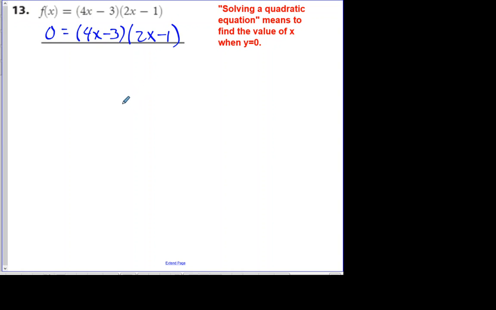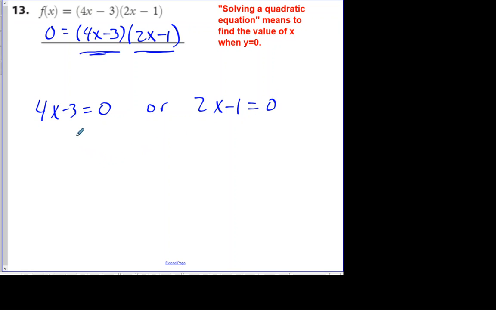Now you can use the zero product property. This one's a little different because your x's have coefficients, but you're still doing it the same way. Either this first binomial has to be 0, or the second one has to be 0. So your equations would be 4x minus 3 is 0, or 2x minus 1 is 0.